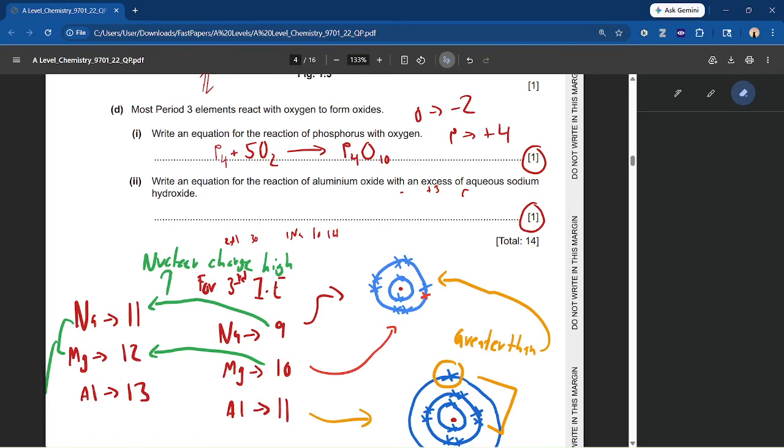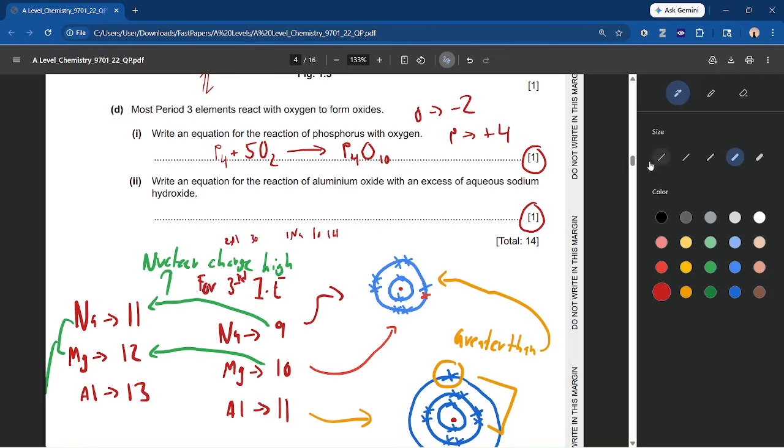So it's with an excess of aqueous sodium hydroxide. So because it's aqueous, it means that there's going to be water involved. So let's rewrite this again. So let's say Al2O3 plus sodium hydroxide plus, there's going to be water involved, H2O, and that's going to give us NaAl(OH)4. So now we have to do the balancing act over here.